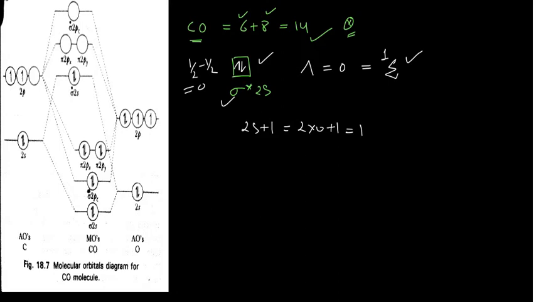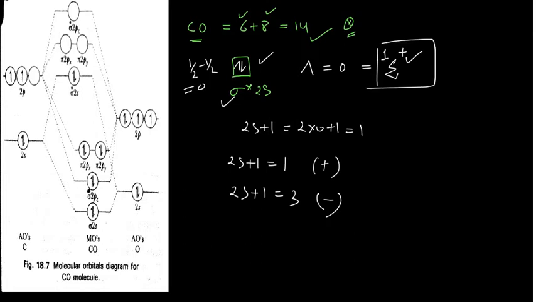Whenever you are not having the G and U, then how do you decide where to put positive and negative? I already told you, whenever 2s plus 1 equals 1, you put the plus sign, and whenever 2s plus 1 equals 3, you will put the minus sign. So you will put the plus sign over there. So this is again the molecular term symbol for the carbonyl. This is very, very important.